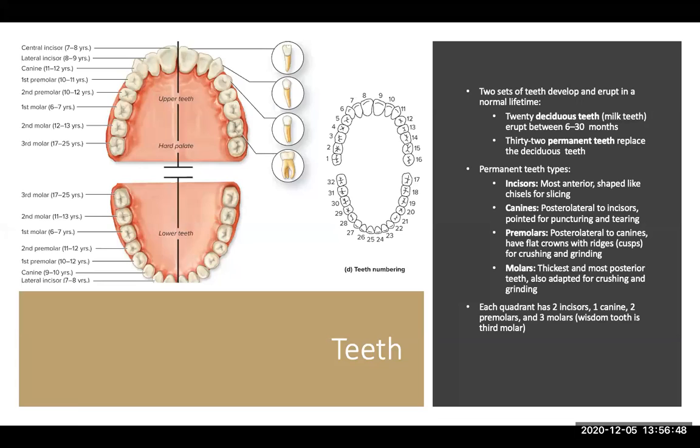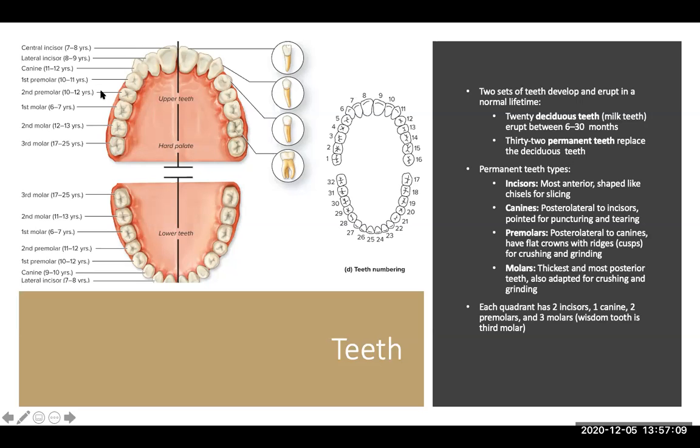You have two sets of teeth that develop and erupt in the normal lifetime. Your baby or deciduous milk teeth, and then your permanent teeth replace those baby teeth. You have different types of teeth. Your incisors are the most anterior. The canines are pointed for puncturing and tearing. And then you have your premolars and the molars.